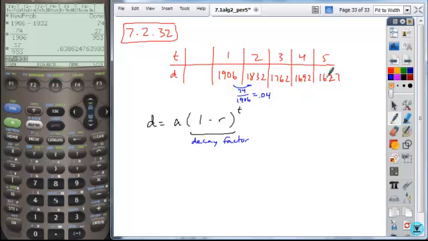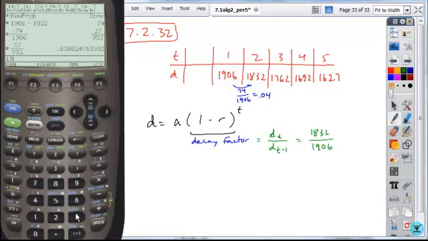And now if you do that for each of these, you'll find that it's the same amount. The other way that you can calculate this decay factor, that's probably a little bit easier, is to take the d value at time t and divide by the value of that boat, or whatever the item is, in the previous year, so t minus 1. If we took 1832 and divided by 1906, we're actually going to get the whole decay factor.